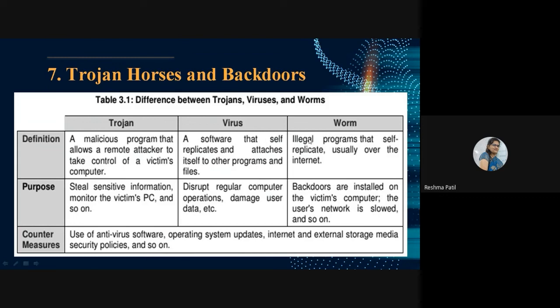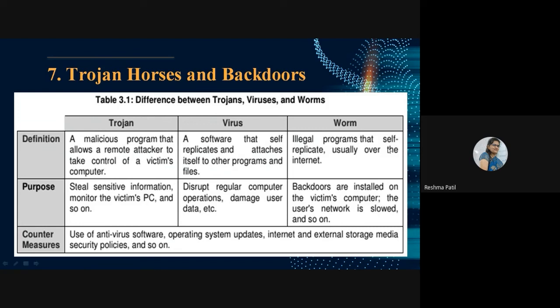And a worm is a malicious program that self-replicates, usually over the internet, meaning a network should be there. Through the network, the worm spreads into our system. As for purpose, a Trojan steals sensitive information, monitors the victim's PC, and so on. A virus disrupts regular computer operations, damages user data, etc. And a worm installs backdoors on the victim's computer, the user's network slows down, and so on.